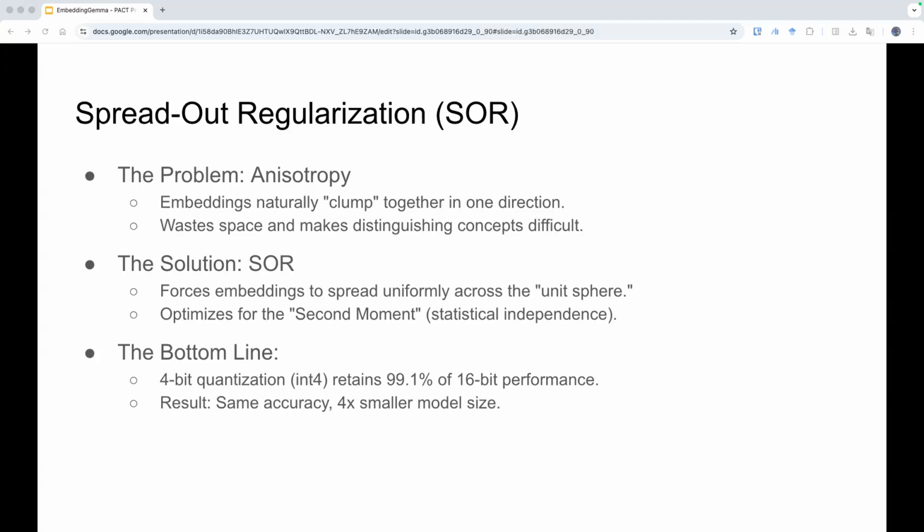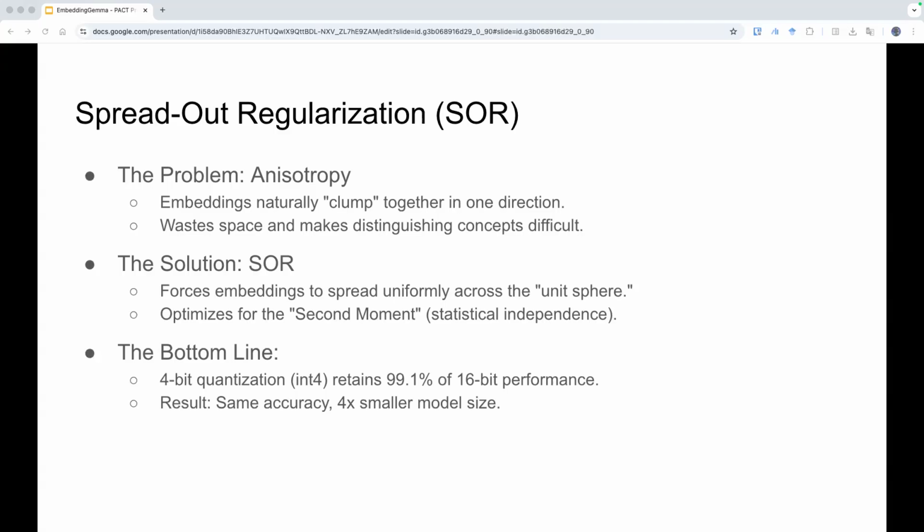When you have a large space where the representations are, it's easy to compress them because there is a lot of empty space. But if the model just focuses on a small area, it's harder to quantize. So that's the whole idea of this.